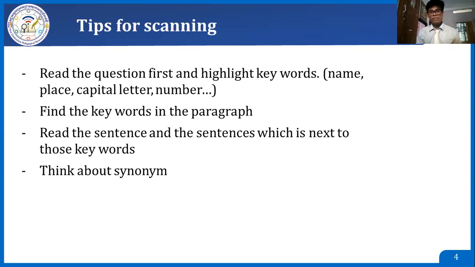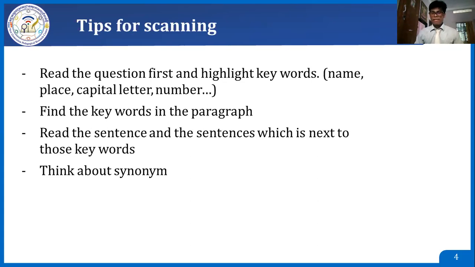And after you read that sentence, you also think about the synonym, which I call the most important one. You have to identify the synonym, the keywords in the question and the keywords in the paragraph. Normally, the examiner does not give you the same meaning of the keyword. They give you the trick, and then you have to identify the synonym in the question and in the paragraph.